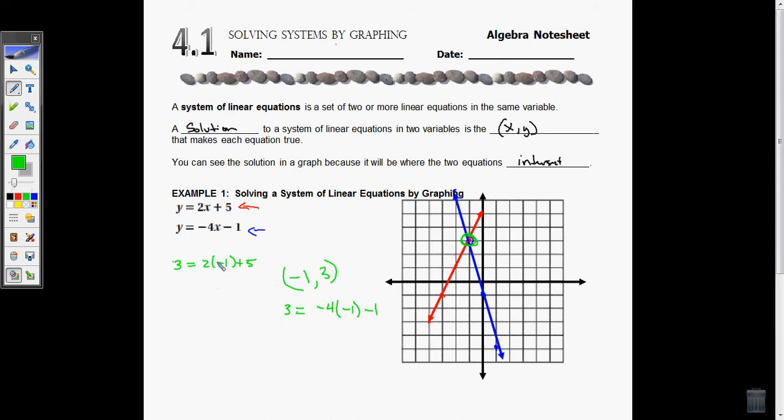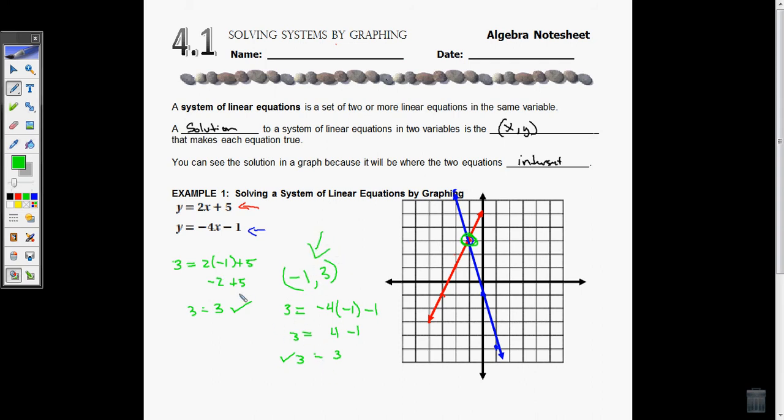2 times -1 is -2, and then bring down the plus 5. Add those two things together, I get 3. 3 equals 3. Cool. And this one, -4 times -1 is +4. Bring down the -1, equals 3. 3 equals 3. Cool.